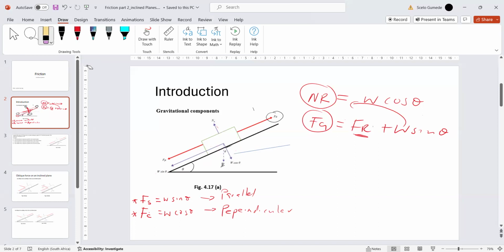Now, what we need to now know is also something called the angle of friction. We need to know the angle of friction. How do we calculate the angle of friction?